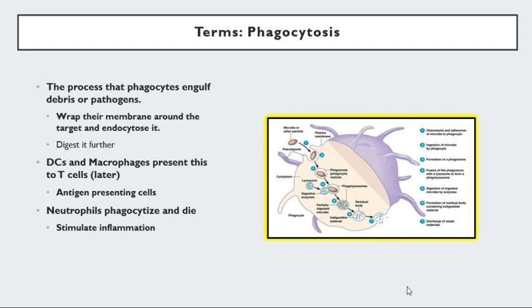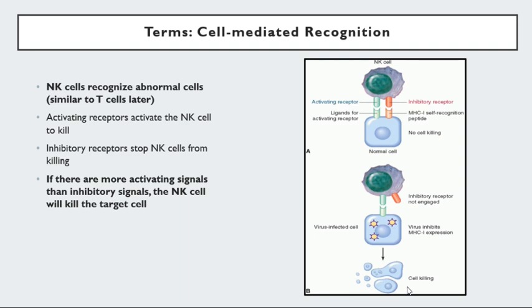Regardless, though, there's also neutrophils, which are innate cells that phagocytize stuff, and then they have a very, very short life, only lasting a couple days in the body. So they pretty much phagocytize stuff and then die, but they can stimulate inflammation and propagate it a little bit.